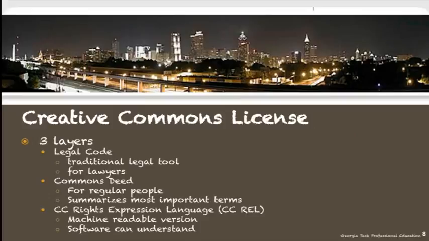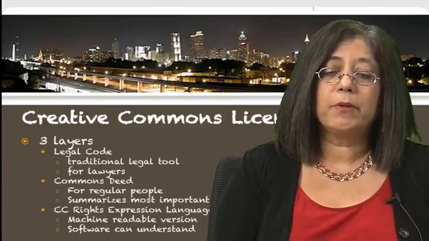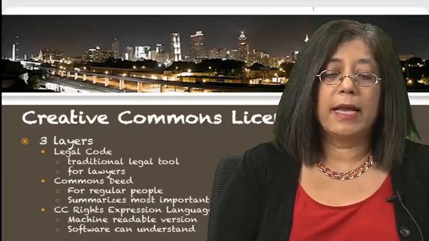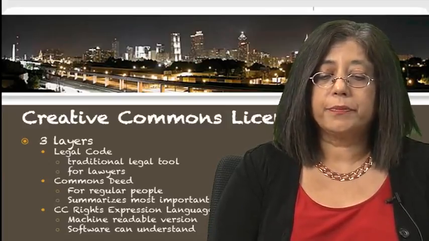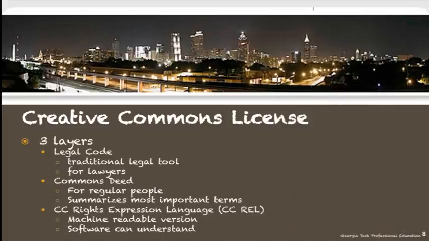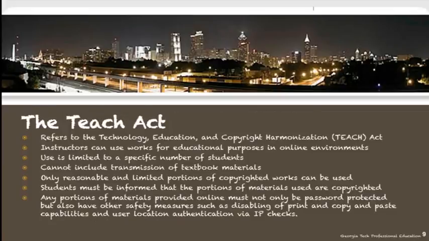Basically, there are three layers of Creative Commons license. The first one is legal code. This is a traditional legal tool for lawyers. The second is the commons deed, and this is for regular people and summarizes the most important terms. And the next is the CC rights expression language, and this is the machine-readable version which software can understand. Basically, there are six different types of Creative Commons license. Again, I've provided links for you so you can look at it in detail and read more about each one of these.